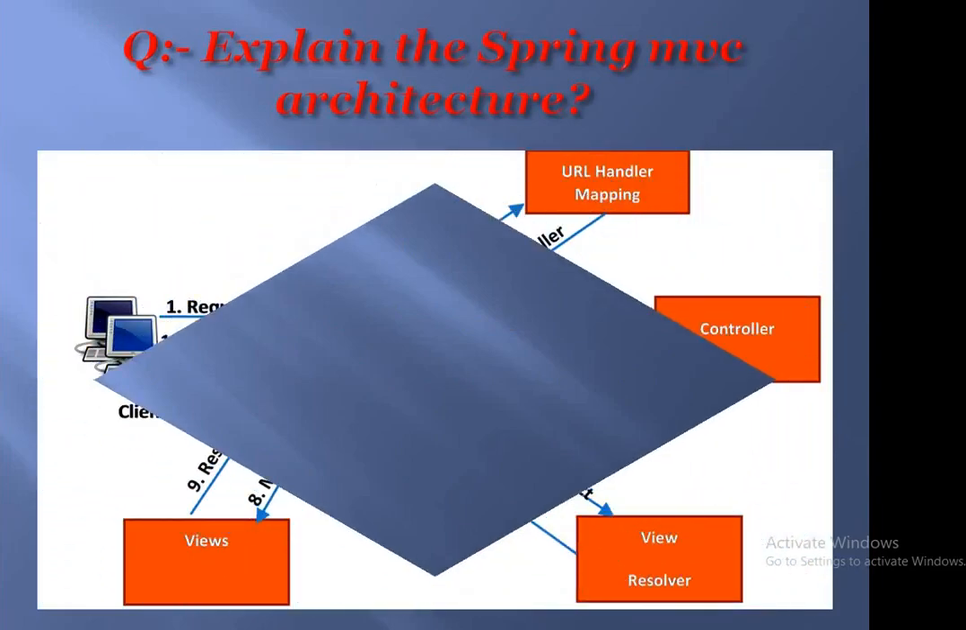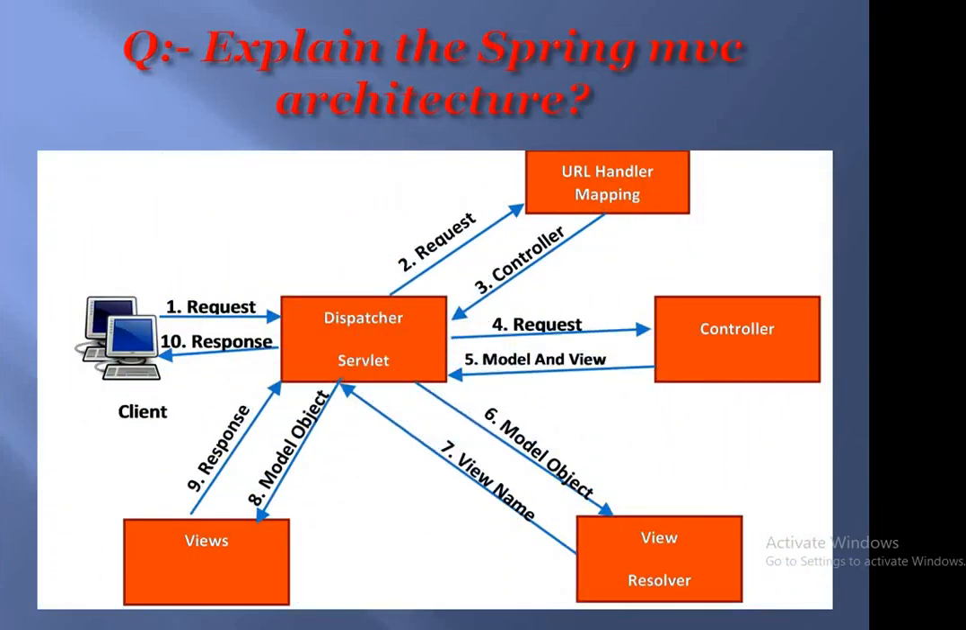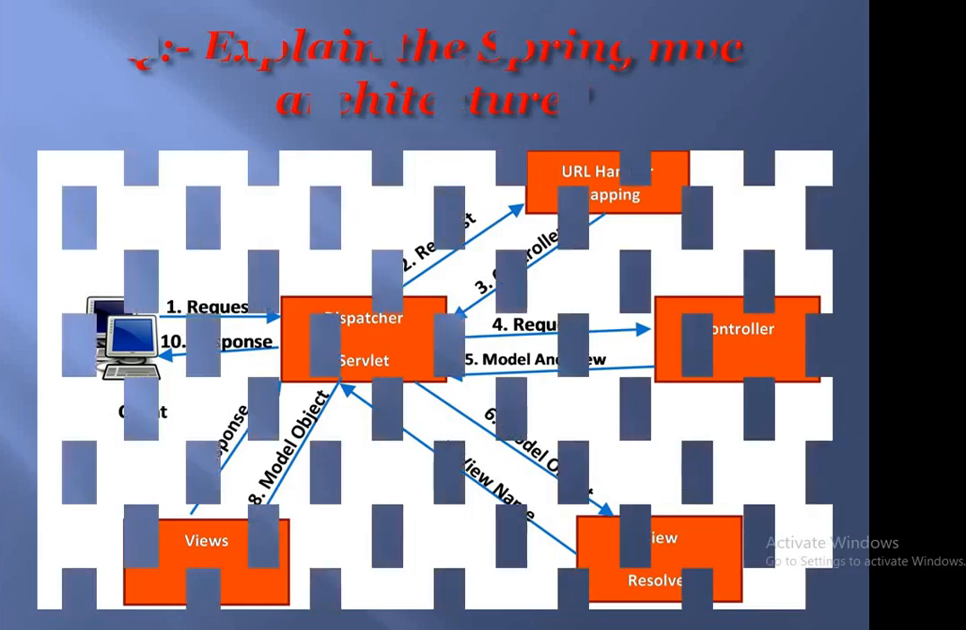Explain the Spring MVC architecture. This is the overall diagram of the Spring MVC architecture. First the request comes to the dispatcher servlet, and the dispatcher servlet redirects the request with the help of the handler to the particular controller. The controller returns the model and view, and then the viewResolver resolves the view name and sends it with the model object back to the dispatcher servlet. Then the dispatcher servlet returns the response with the appropriate view to the user client.